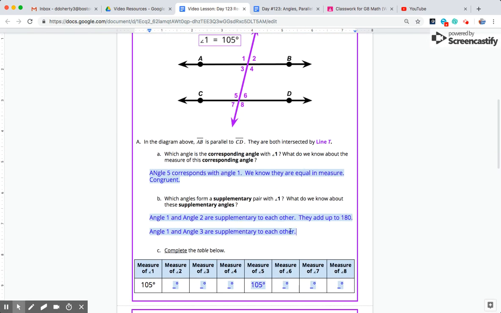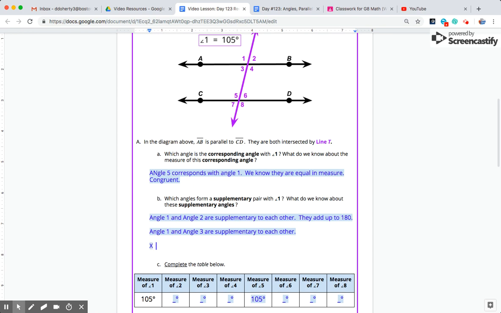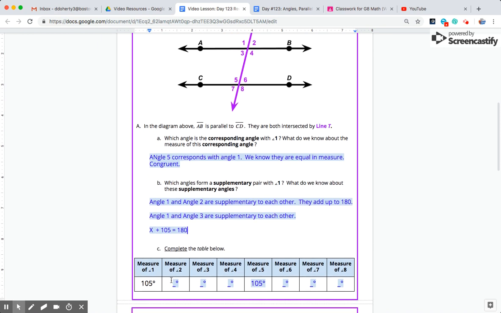The real key here, I know now that x, that's angle 2 and angle 3, plus 105 degrees equals 180, because they're a supplementary pair. And I recognize that 75 degrees is the measure for angle 2 or for angle 3 because that's how they form a supplementary 180 degree pair. Using some of your properties of math, this can help you work out the rest of table C, which I'm going to have you do on your own.